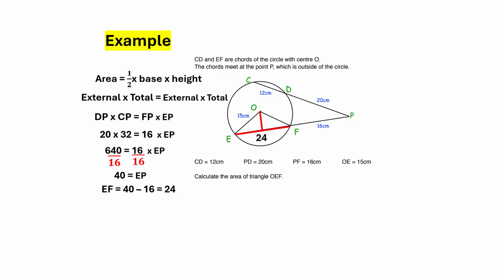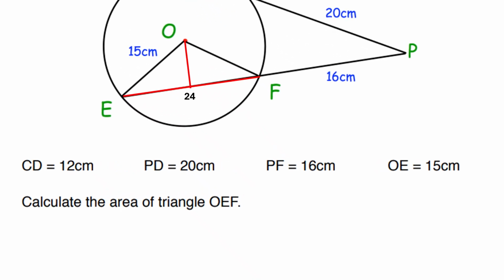To find the height, let's focus on this triangle here. Now, if you look at this part here, it's a right angle triangle, right? Because this is 15, that means this is 15. And because it's isosceles, this height will bisect the base. So it's going to be 12 and 12.